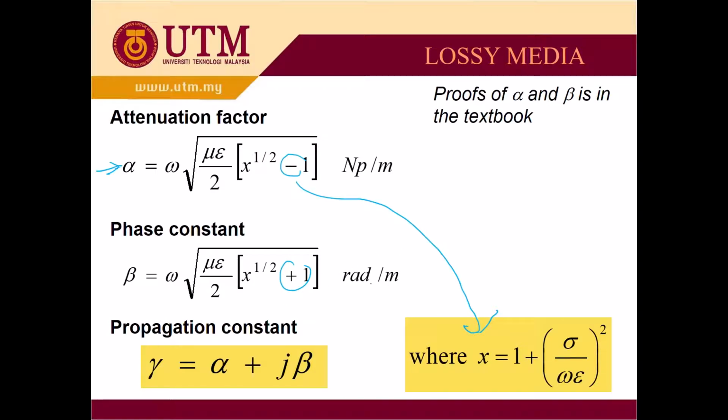The propagation constant is equal to alpha plus j beta. So you can see how we prove the equation in the study book. I will not discuss more about this, but please take note that there was one final exam question in previous years about proving the alpha and beta. So hopefully you should take note of proving the equation.